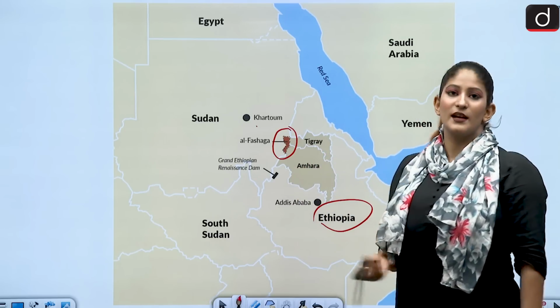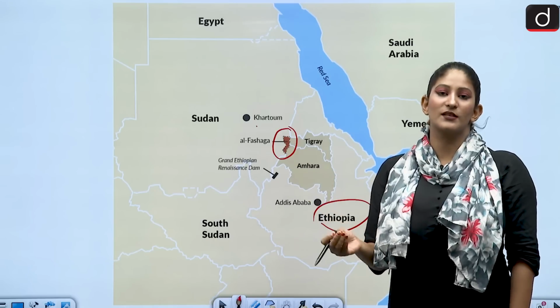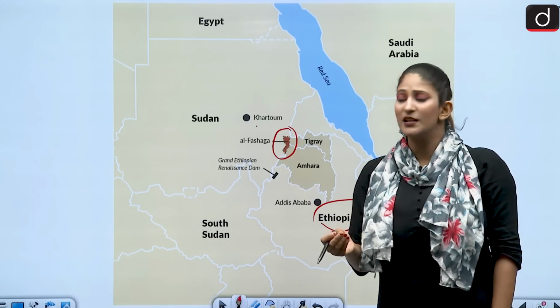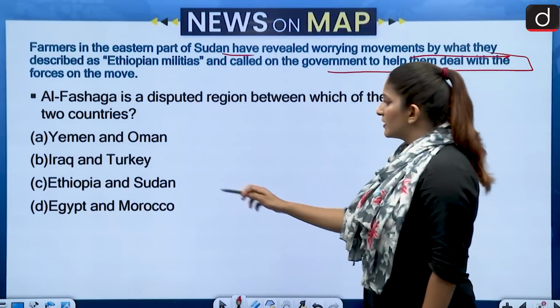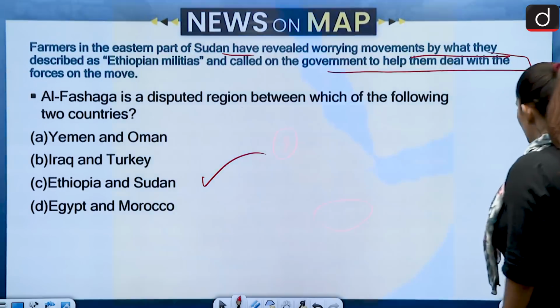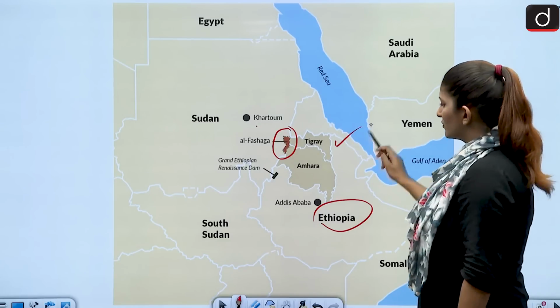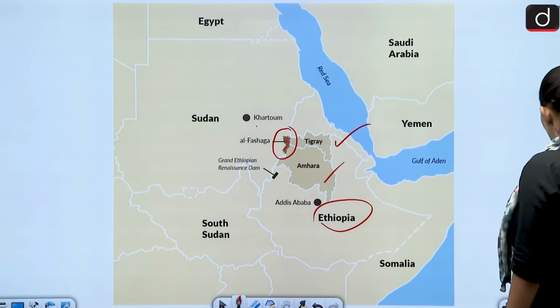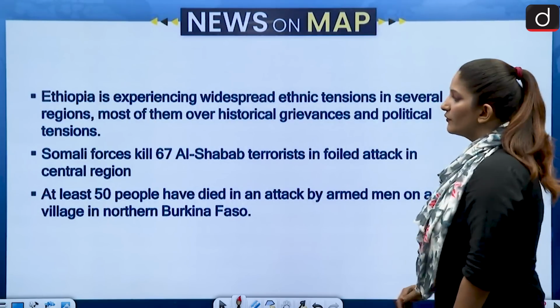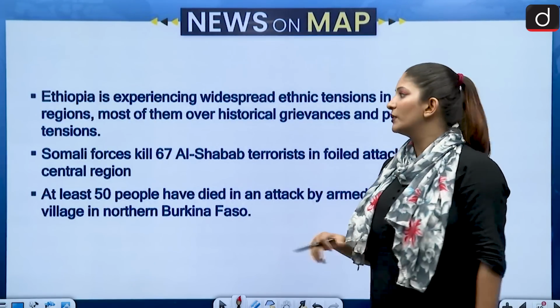But now it's a disputed region, and it has been since 1902. Sudan and Ethiopia is going to be the correct answer, option C. So many disputed regions are there in Tigray and Amhara also, lying very close to Ethiopia. Moving on, the next set of questions is with respect to Africa only.